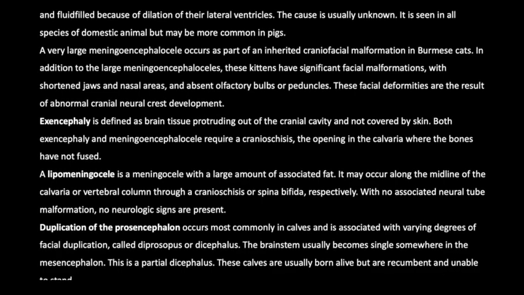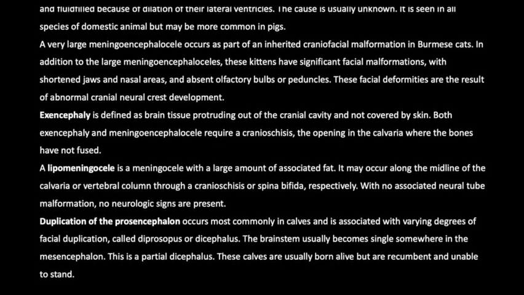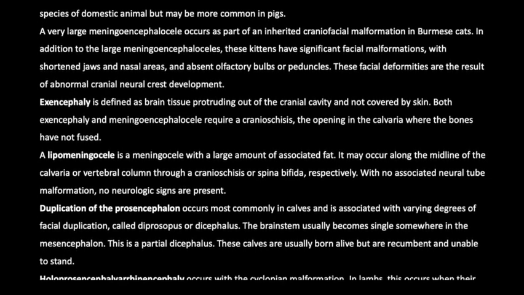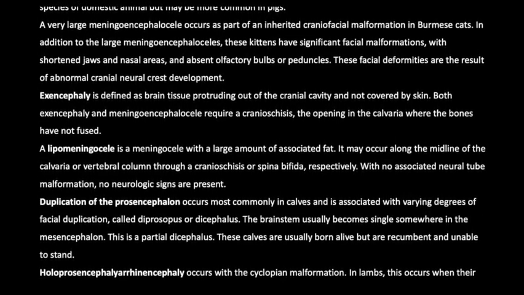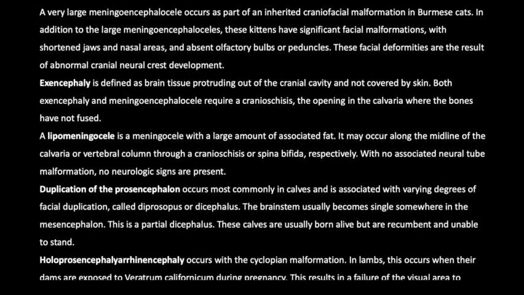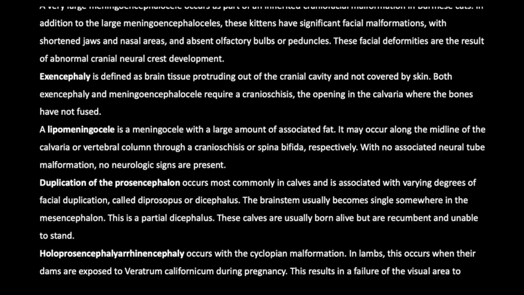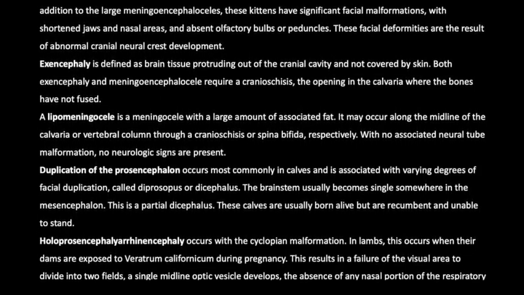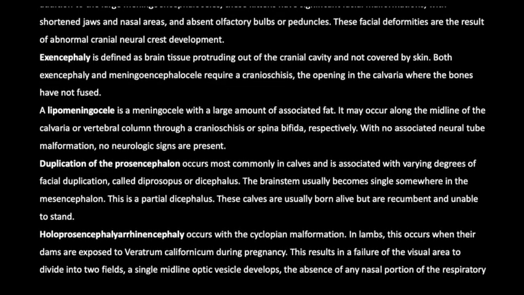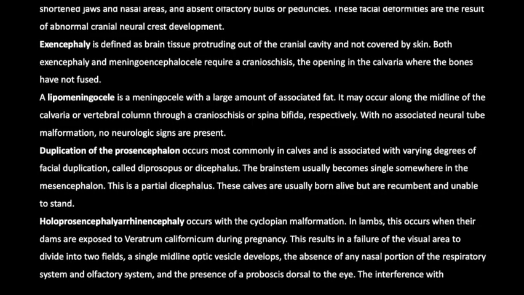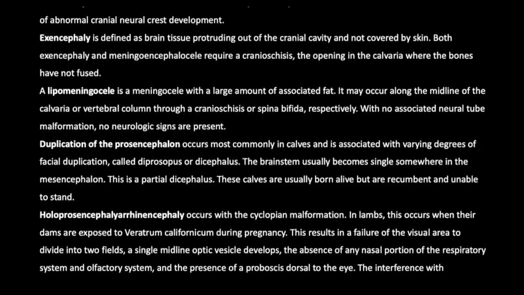In addition to the large meningoencephaloceles, these kittens have significant facial malformations, with shortened jaws and nasal areas, and absent olfactory bulbs or peduncles. These facial deformities are the result of abnormal cranial neural crest development. Exencephaly is defined as brain tissue protruding out of the cranial cavity and not covered by skin. Both exencephaly and meningoencephalocele require a cranioschisis, the opening in the calvaria, where the bones have not fused.